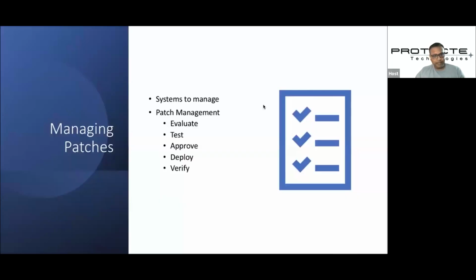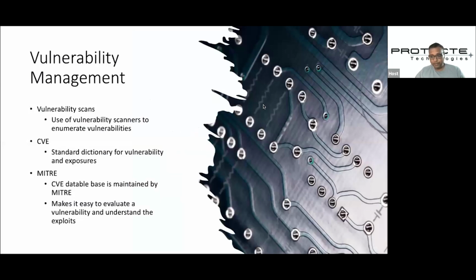Then we had patch management and vulnerability management. Patch management is, again, you need to follow a process. You need to evaluate the patch, test it, approve it, deploy it, and verify that patches are working properly and do not cause any outages in the system.